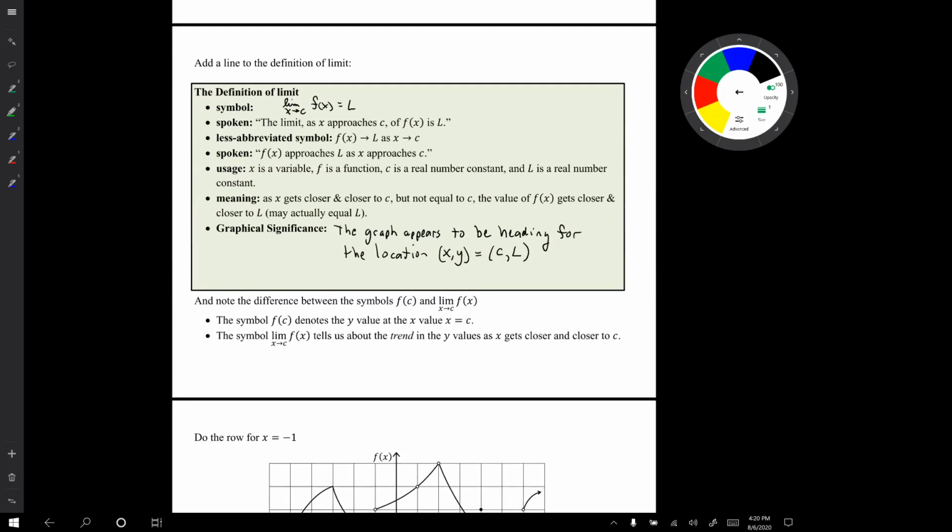So the symbol f of c denotes the y value at a particular x value. The symbol limit as x approaches c of f of x tells us about the trend in the y values as x gets closer and closer to c. So limits are about trends.